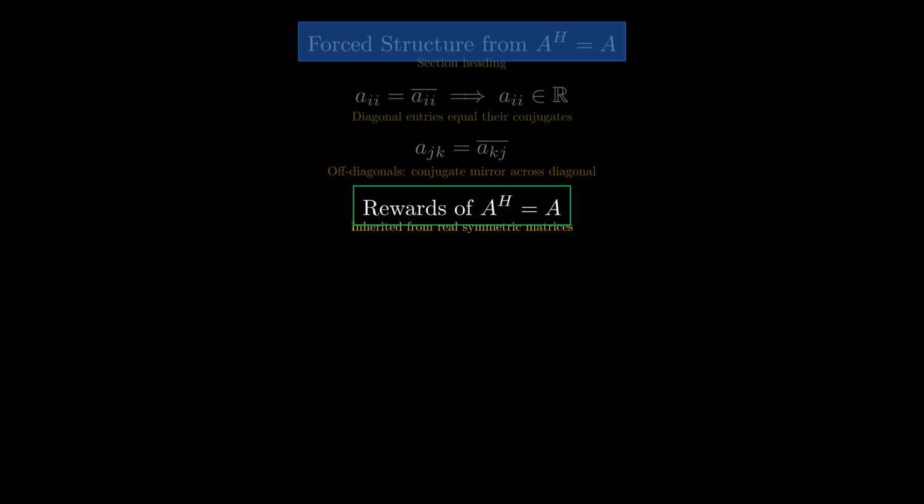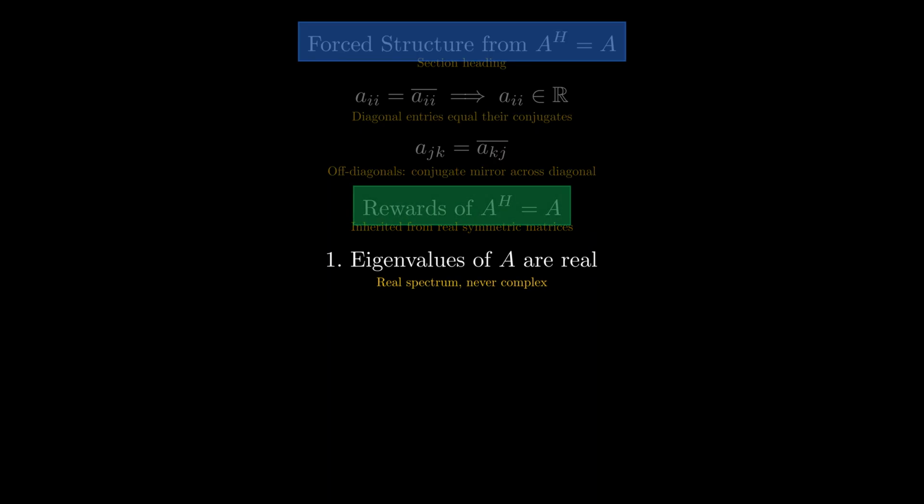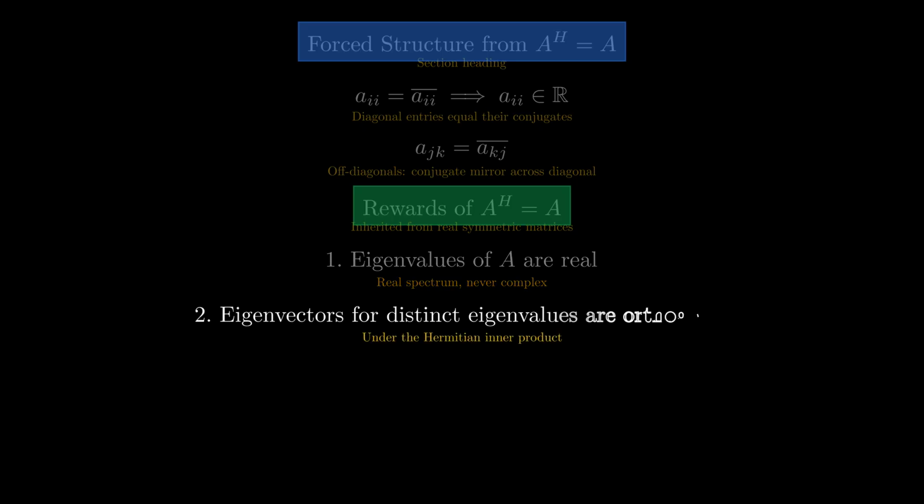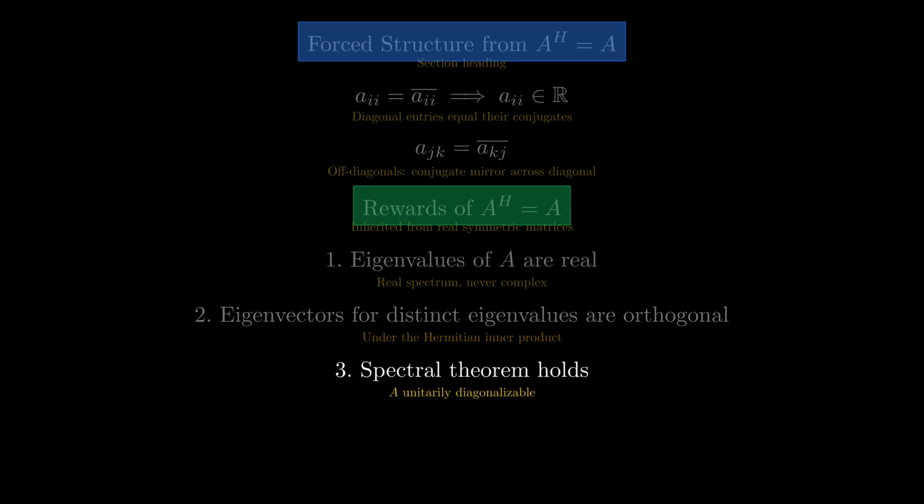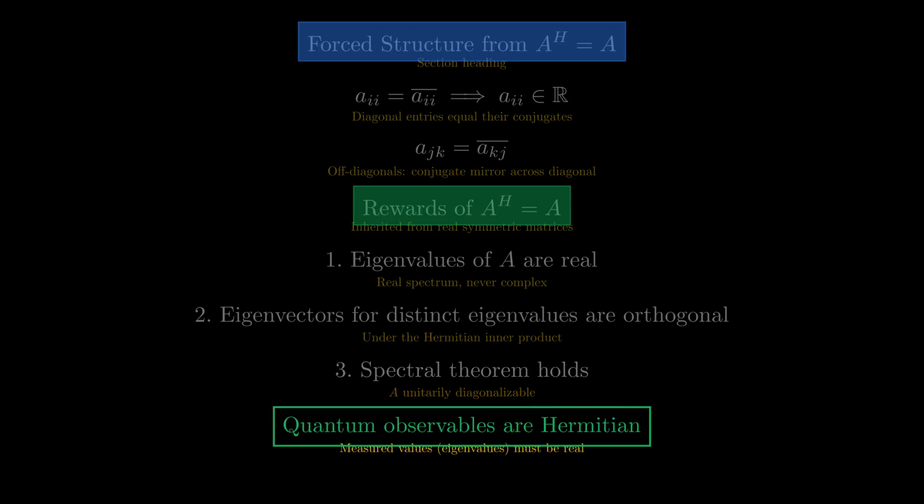Now, for the reward: Hermitian matrices inherit everything that made real symmetric matrices so powerful. First, their eigenvalues are always real, never complex. Second, their eigenvectors corresponding to distinct eigenvalues are orthogonal under the Hermitian inner product. Third, the spectral theorem survives intact. This is precisely why Hermitian matrices appear throughout quantum mechanics. Physical observables are required to be Hermitian because their measured values, which are the eigenvalues, must be real numbers.